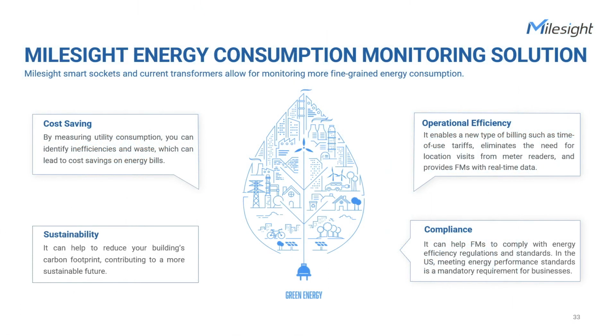The Milesight solution offers numerous benefits. The smart wall sockets, portable sockets, and the current transformers are devices that allow for monitoring more fine-grained energy consumption. They enable a new type of billing, such as time-of-use tariffs, eliminate the need for meter readers to visit on-site, and provide facility managers or business owners with real-time data.